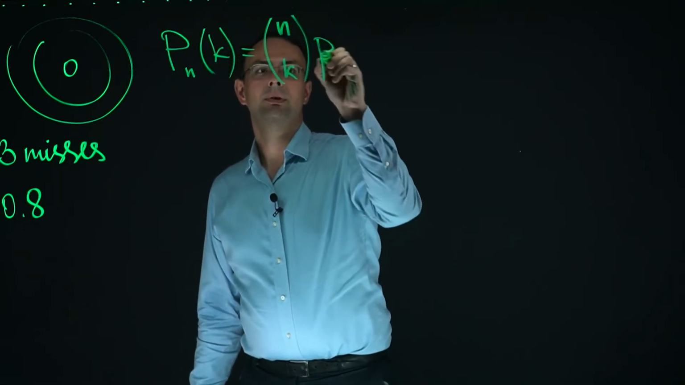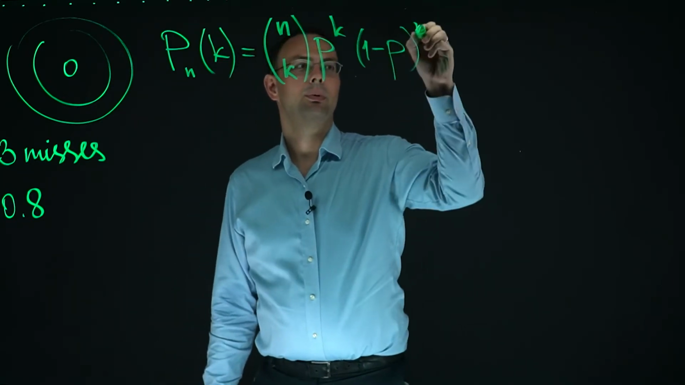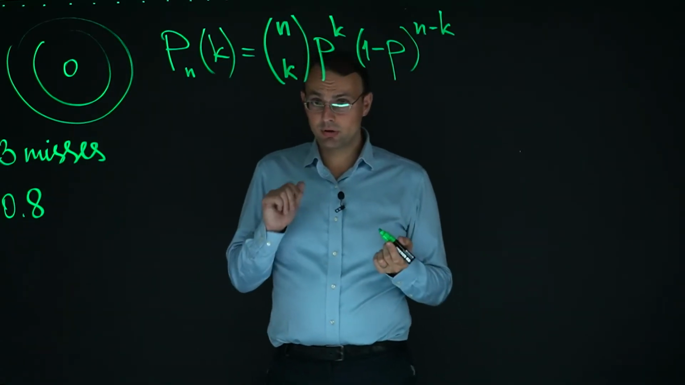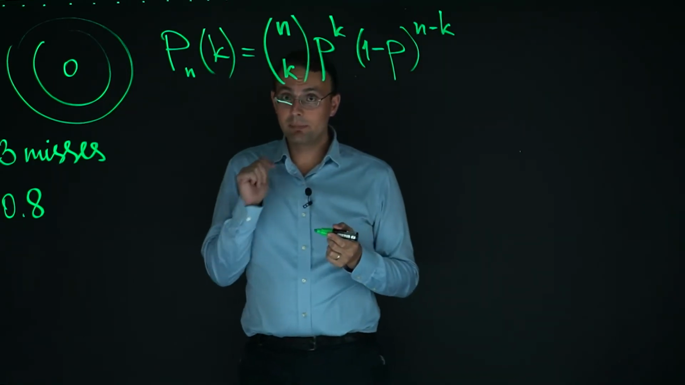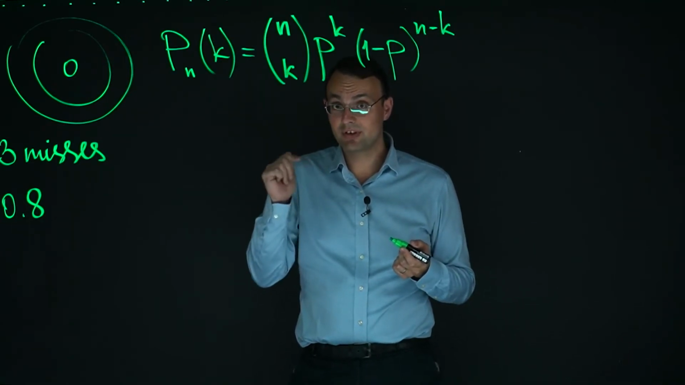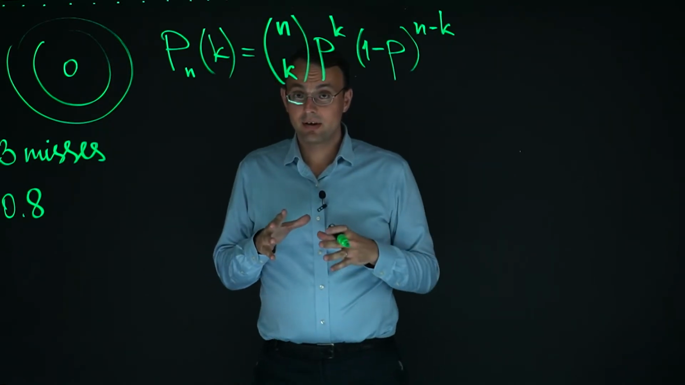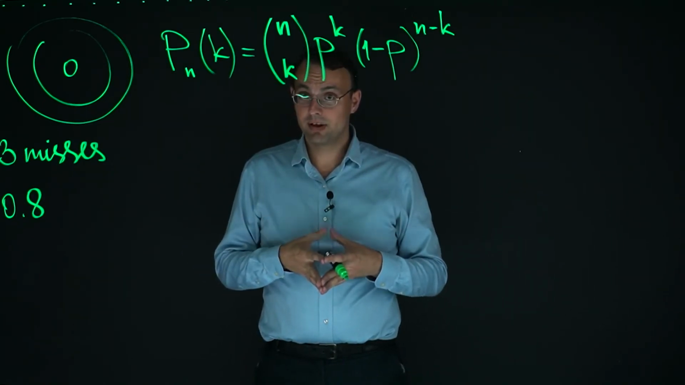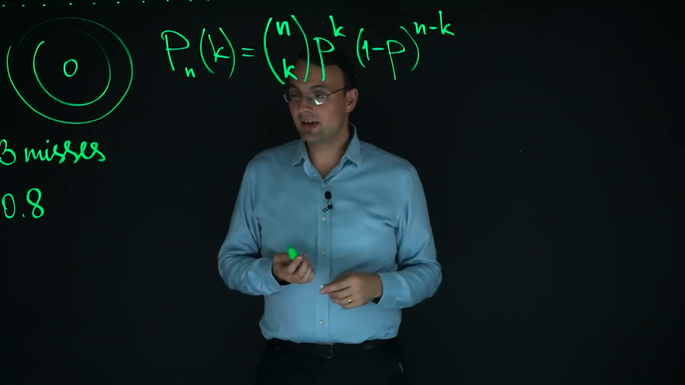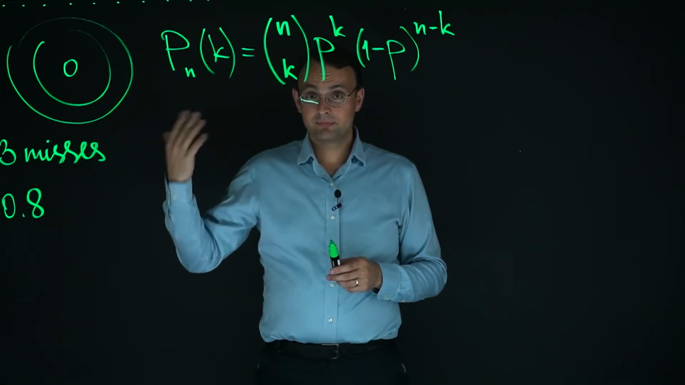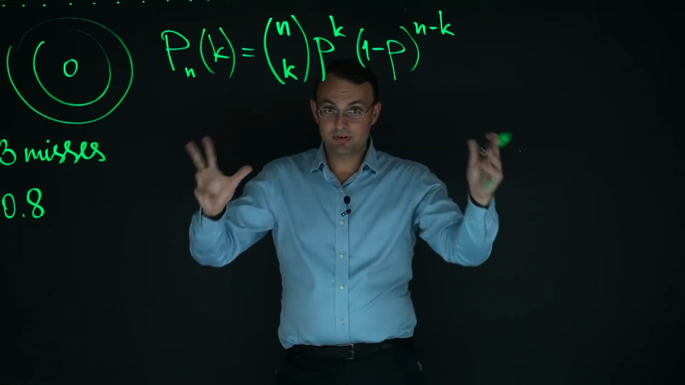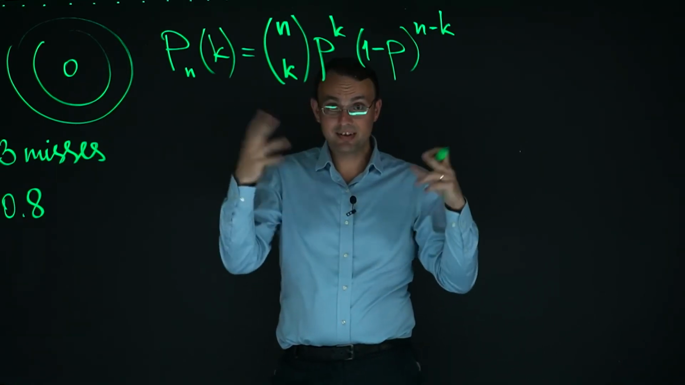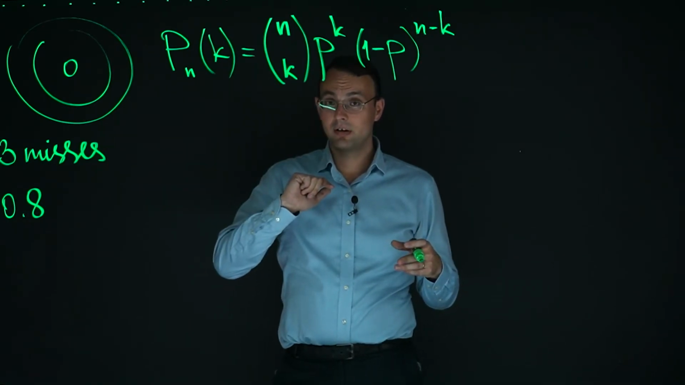N choose k, p to the power of k, 1 minus p to the power of n minus k. So n is 7, k is 3, p is 0.2, and that's all. But if we do so, we will find the probability that there will be exactly 3 misses in 7 shots, after 7 shots. And so these 3 misses, their places among these 7 attempts, are not important if we do so. For example, we'll get the probability of many different outcomes, like miss, miss, miss, and then hit, hit, hit, hit. This is also acceptable if we just apply this formula, and that's all.